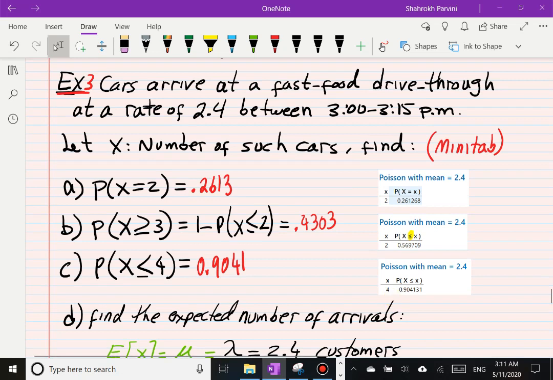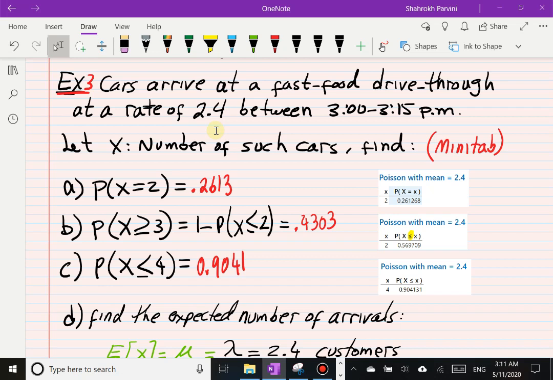So in example 3, let's say we have cars arriving at a fast food drive-thru at a rate of 2.4 between 3 and 3:15 p.m. Now, how can you have 2.4 of a car, right? Well, maybe that was a bigger interval, like an hour interval, and they shrank it to 15 minutes, and lambda turned out to be 2.4 adjusted.